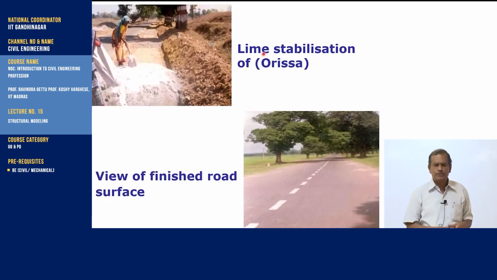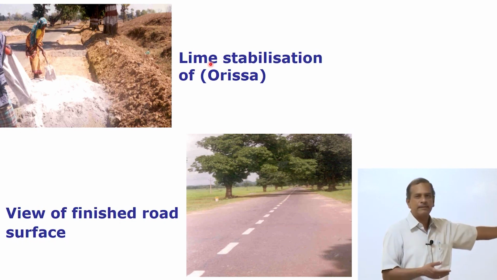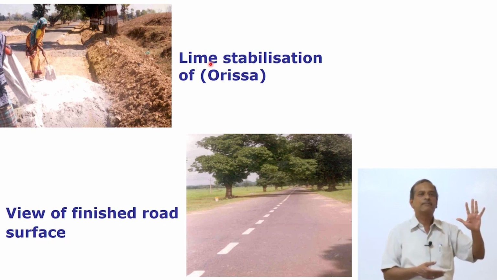We can also try to use stabilization using lime. These are some roads constructed in Orissa, where the subgrade is weak and has more swelling. You can try to modify the subgrade soil by using lime. That is, the road is finished, so this road will last longer.